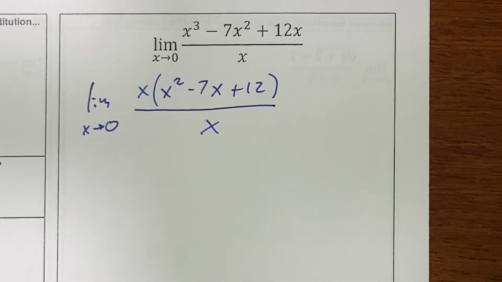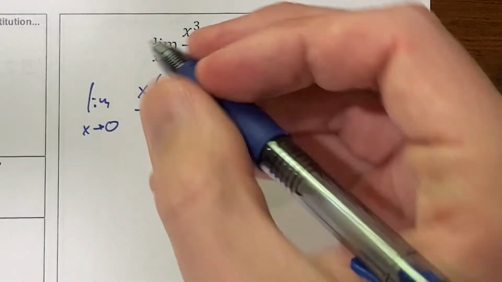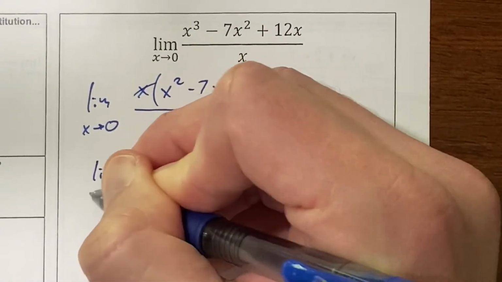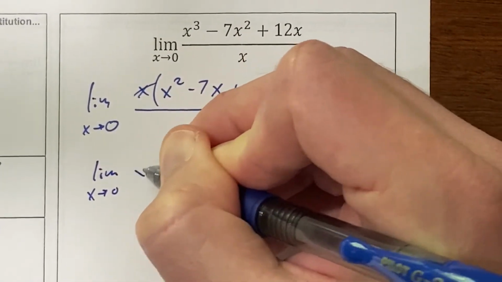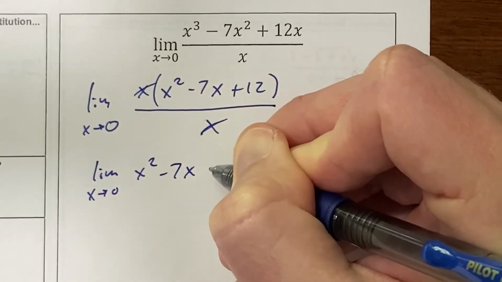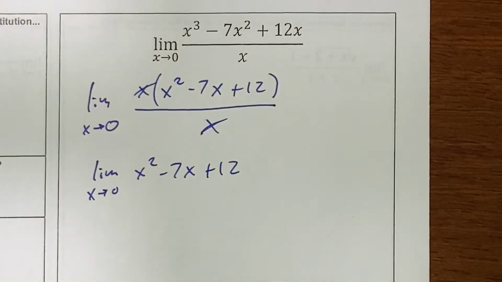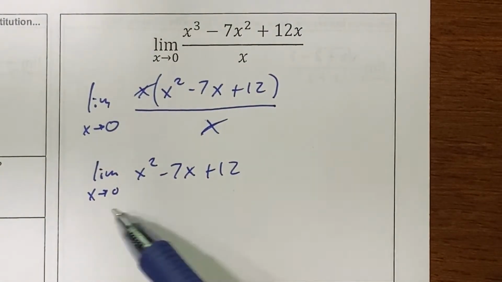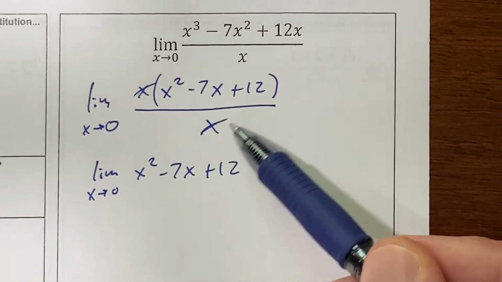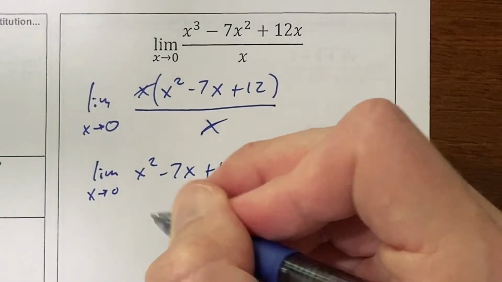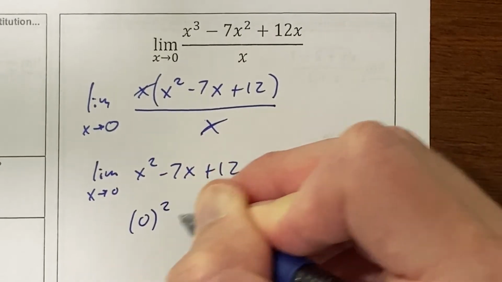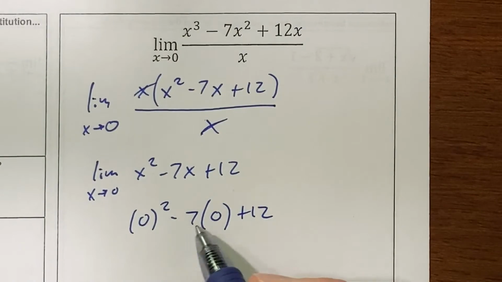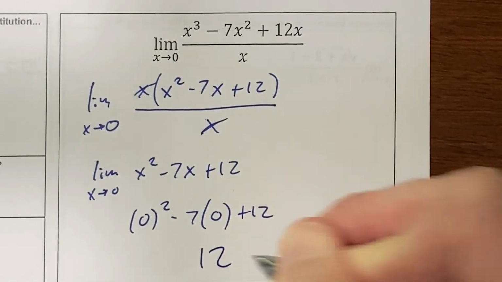And then I can zap these x's right here. Pew, pew. And I'm left with the limit as x approaches 0 of x squared minus 7x plus 12. And now, if I take this 0 and plug it in, I can do that. I can get an answer. There's no crazy divide by 0 error. So let's take that and plug it in. 0 squared minus 7 times 0 plus 12. 0 minus 0 is 12.